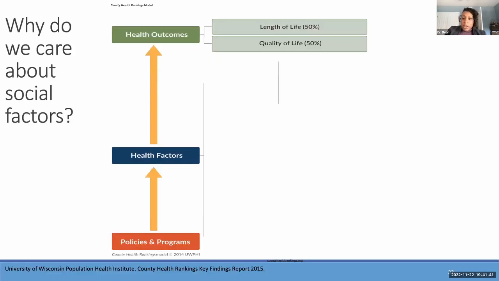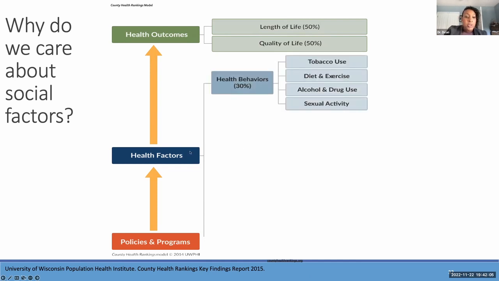So again, to move into the closing, why do we care about social factors, especially when we think about not just individual level health outcomes, but population level health outcomes? Well, at the individual level, we know that they influence things like the length of life and quality of life. At least health outcomes are about length of life and quality of life. But we also know that health behaviors, which are patterned by things like our policies and programs, are drivers of population level health.